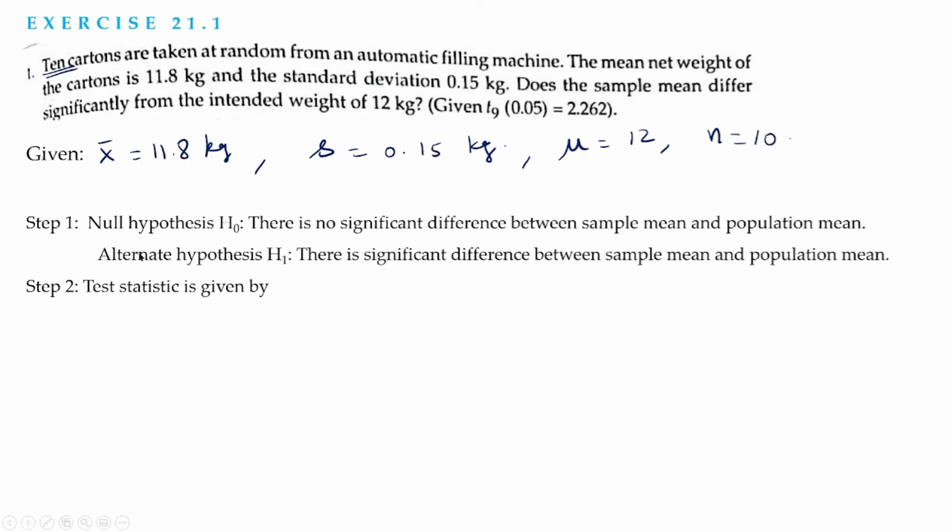The first step is we have to write the null hypothesis H0. There is no significant difference between sample mean and the population mean. And the alternative hypothesis is there is significant difference between sample mean and population mean. So here the test statistic is given by t is equal to x bar minus mu upon s by root of n minus 1. Since here we have only the sample standard deviation, so we need small s.